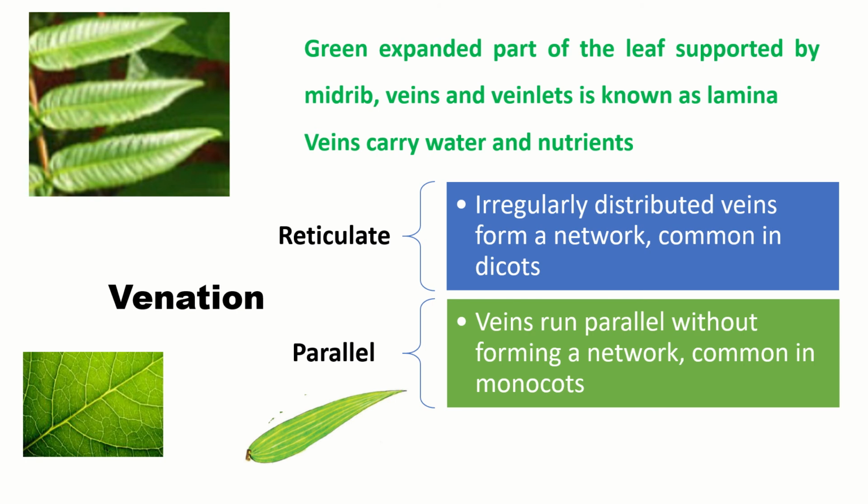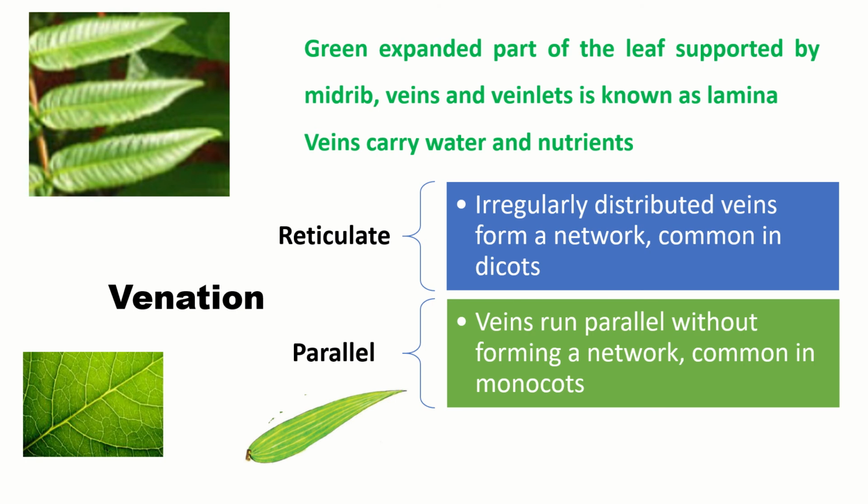The green expanded part of the leaf, supported by midrib veins and veinlets, is known as lamina, as we have just talked. Veins carry water and nutrients. What is the function of these veins? They carry water and nutrients.